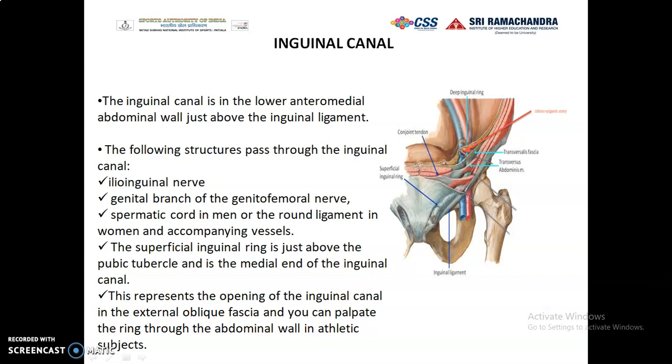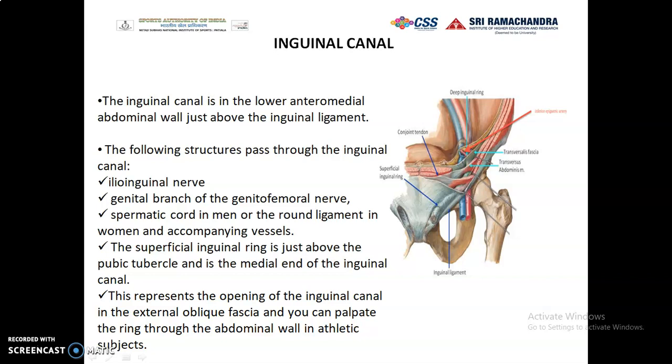As we discussed, what is the reason to know about the inguinal canal? When we talk about where the groin is, the groin is the junctional part between the lower abdomen and the thigh. So the inguinal canal can also cause groin pain. That's called inguinal related groin pain. The inguinal canal is present in the lower anteromedial abdominal wall, just above the inguinal ligament.